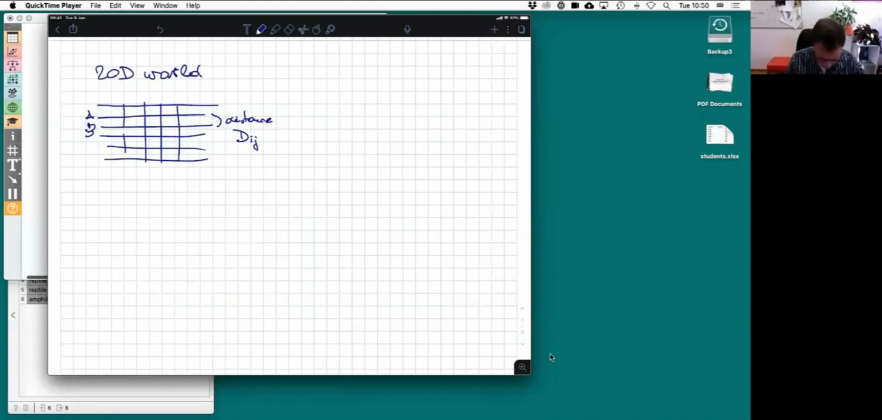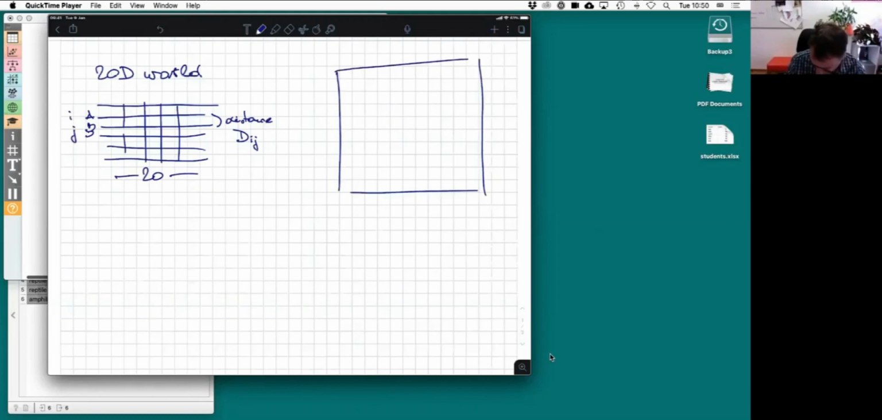Ij refers to two objects, object I and object J, so they will be two animals. I measured the Euclidean distance between two animals, but in this 20-dimensional space. And then I want to construct a two-dimensional visualization.